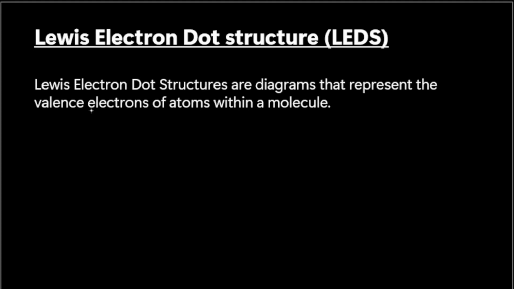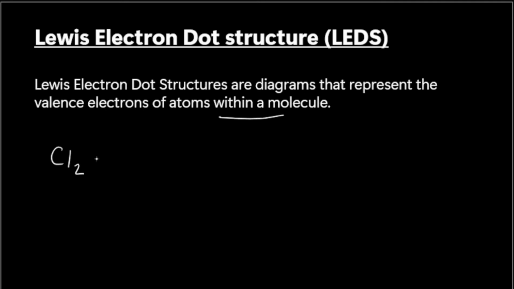Now we are going to discuss Lewis electron dot structure. What are Lewis electron dot structures? Lewis electron dot structures are diagrams that represent the valence electrons of atoms within a molecule. Let us try to draw the Lewis electron dot structure, or simply Lewis structure, for the chlorine molecule.